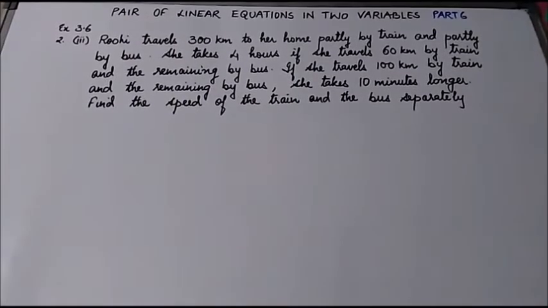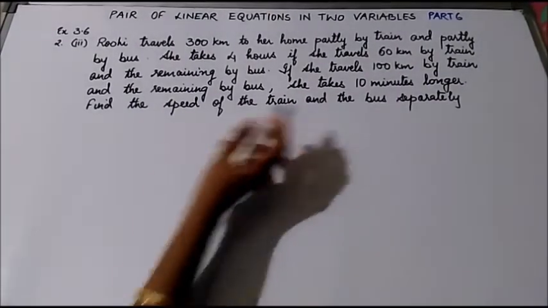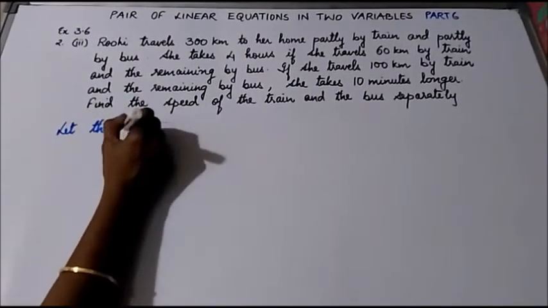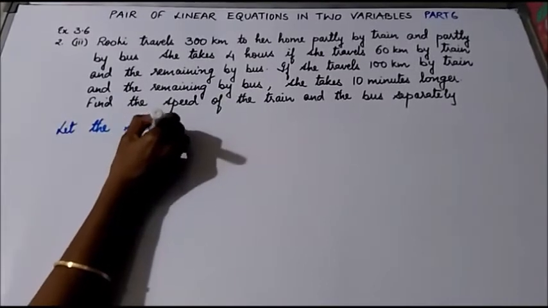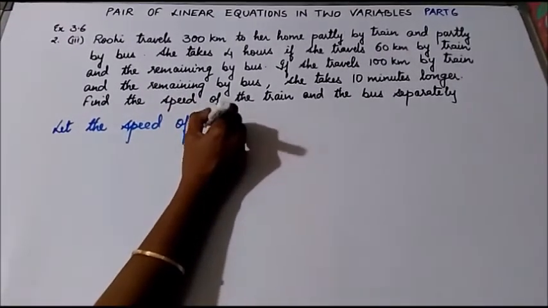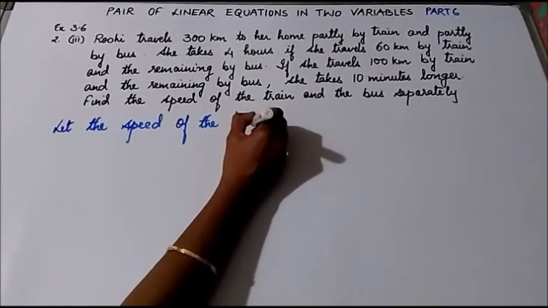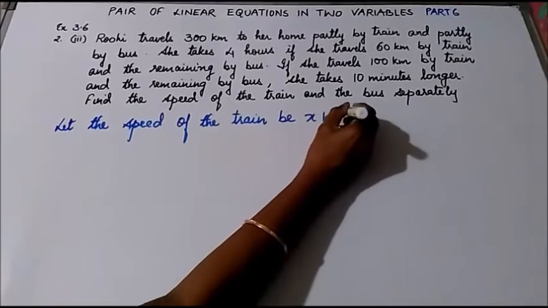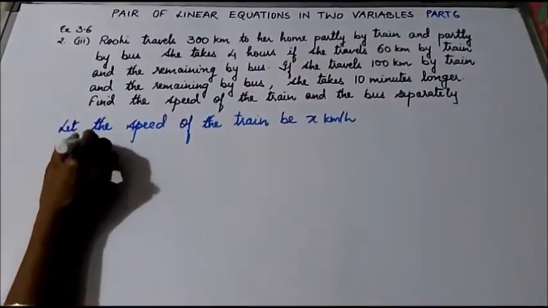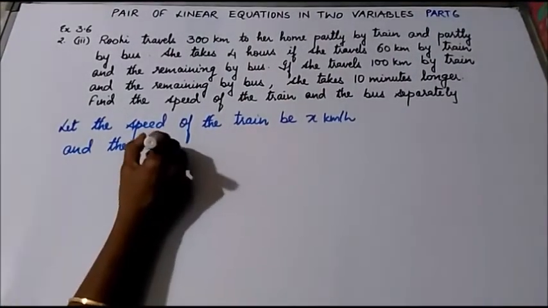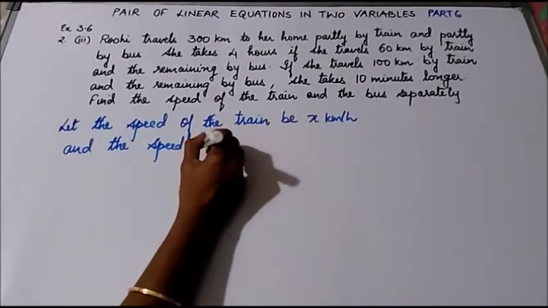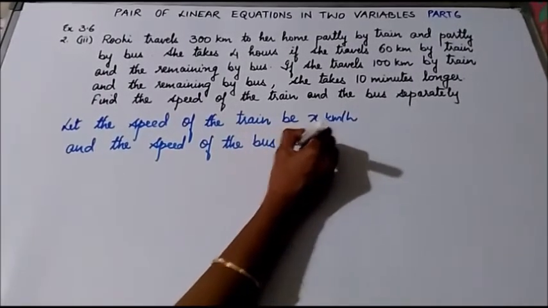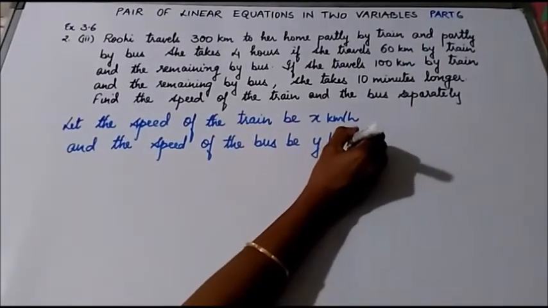Let's do the third question. It is given, find the speed of the train and the speed of the bus separately. So first let us write, let the speed of the train be x kilometer per hour and the speed of the bus be y kilometer per hour.